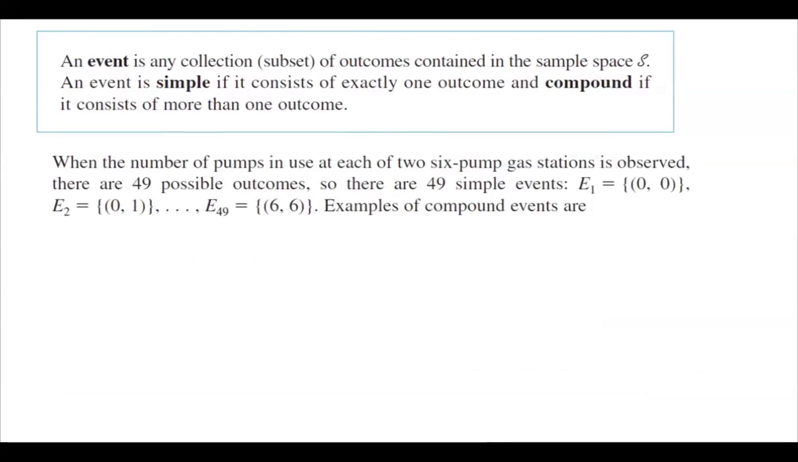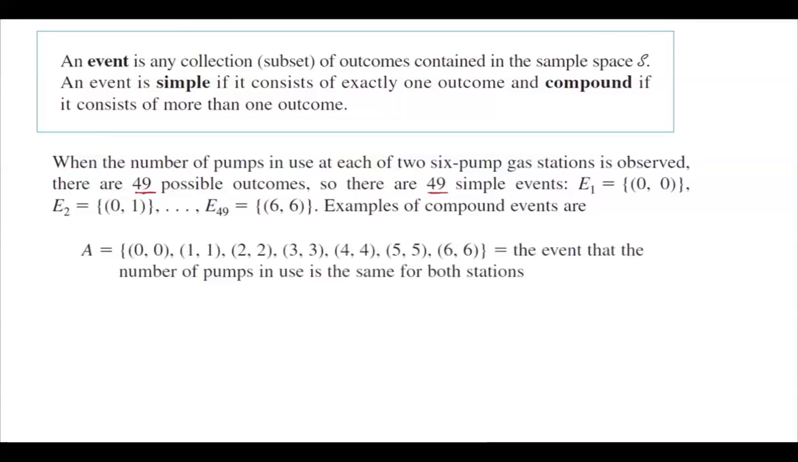When the number of pumps in use at each of 2 6-pump gas stations is observed, there are going to be 49 possible outcomes. So we expect to have 49 simple events. The first simple event can include no pump is used, 0, 0. The second simple event can be no pump is used and 1 pump is used. And you can continue this process.